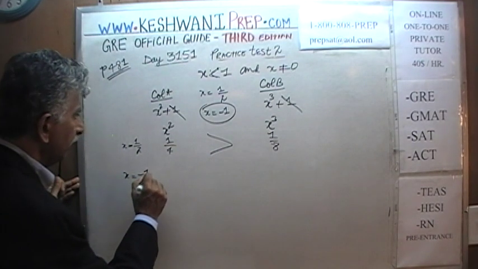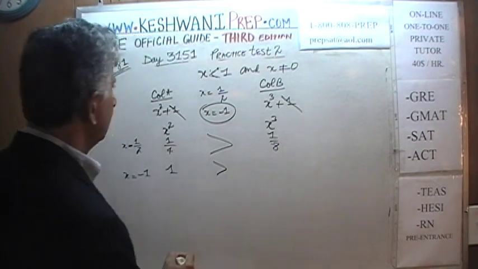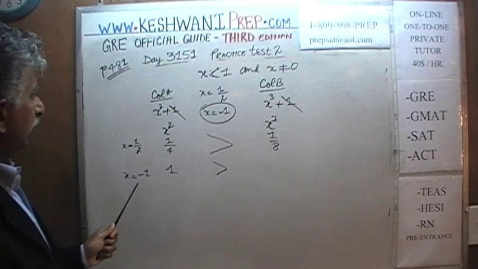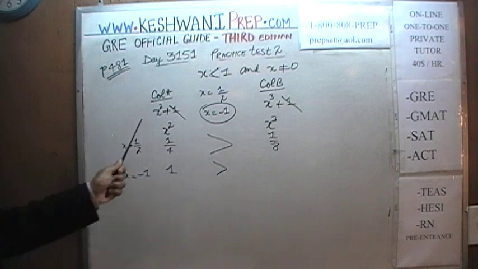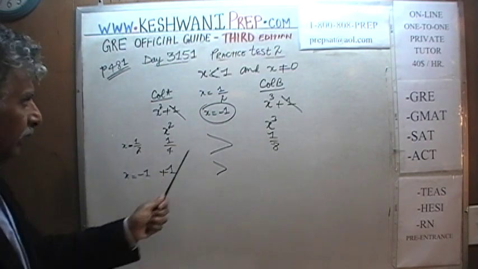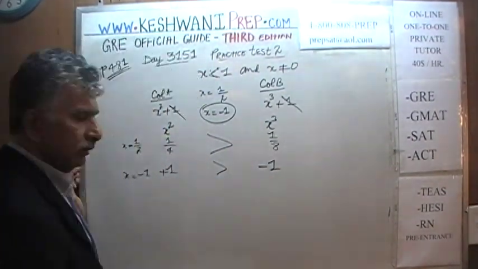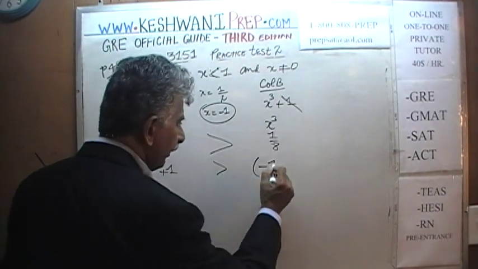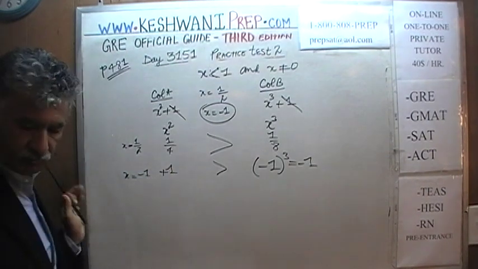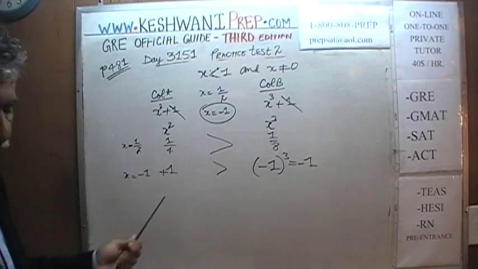When x is equal to -1, x squared would be positive 1, because x is negative 1. I got scared for a second. And x cubed will be negative 1, because negative 1 cubed is still negative 1. And this is the positive 1. As you can see, again, column A is bigger than column B. It will never change because the algebra just showed us that.